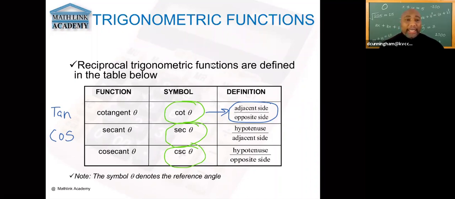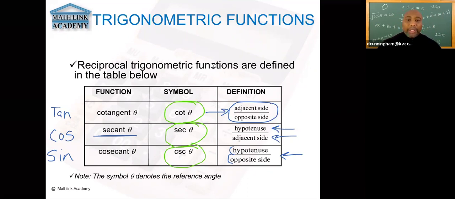Definition of the cosecant is adjacent over hypotenuse. The definition of the secant is going to be hypotenuse divided by the adjacent side. And then this last one has a relationship with the sine, which is the cosecant. Now the sine again is opposite over adjacent. Then the cosecant is a reciprocal. It will be hypotenuse over opposite. So again, if you know the big three, the sine, cosine, and tangent, you know the other three because they are reciprocals. They just switch the numerator and the denominator.